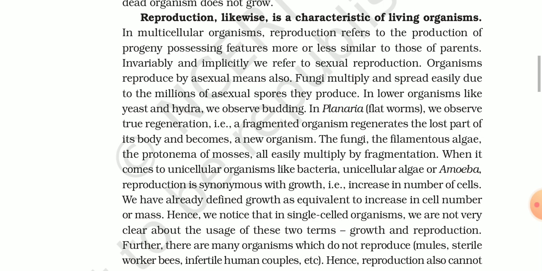Invariably and implicitly we refer to sexual reproduction. So what does that mean? It means that through sexual reproduction the parents produce progeny that are more or less similar to their parents. Organisms reproduce by asexual means also, so reproduction is through sexual as well as asexual means. Fungi multiply and spread easily due to the millions of asexual spores they produce. How do fungi reproduce? They reproduce asexually through the millions of asexual spores that they produce.